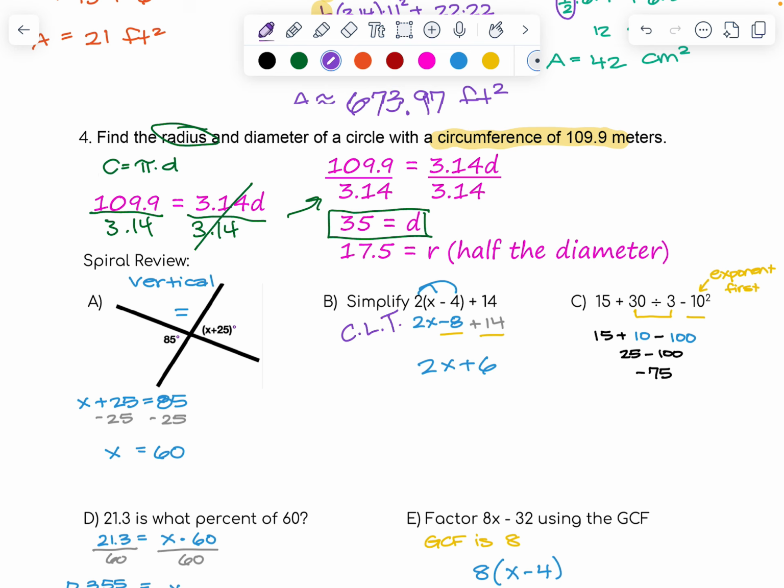C, we do PEMDAS. Please excuse my dear Aunt Sally. P, we don't have any parentheses, so we're going to do E, exponent first. 10 times 10 is 100. You still have the minus sign. Ooh, and then we better do division comes before addition and subtraction. 30 divided by 3 is 10. That's how you do C.